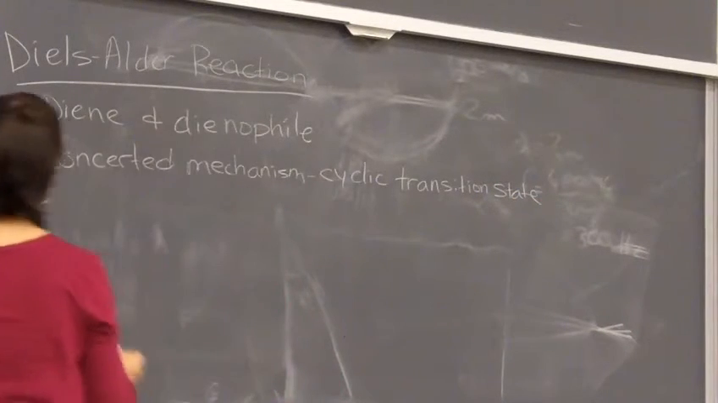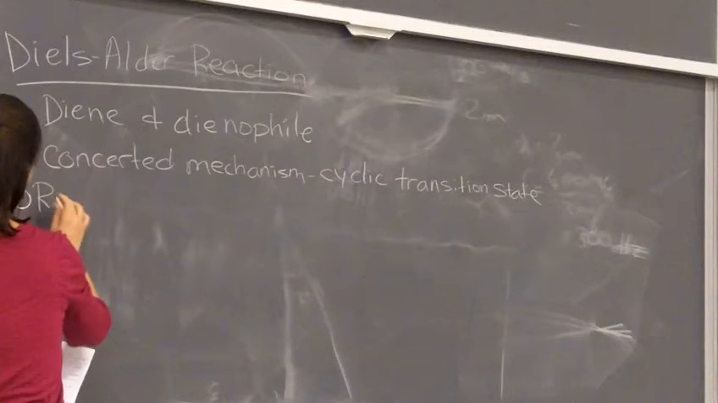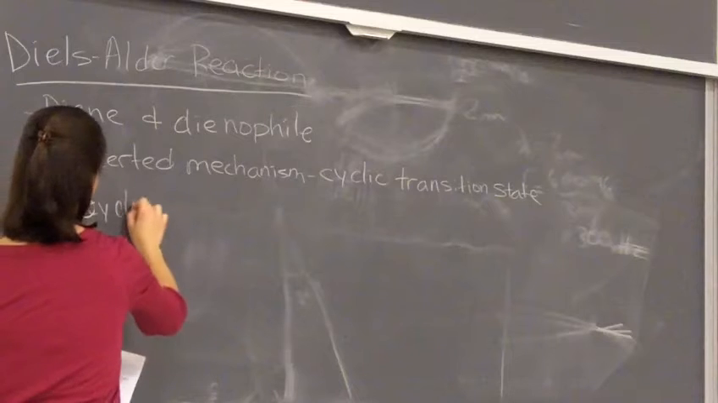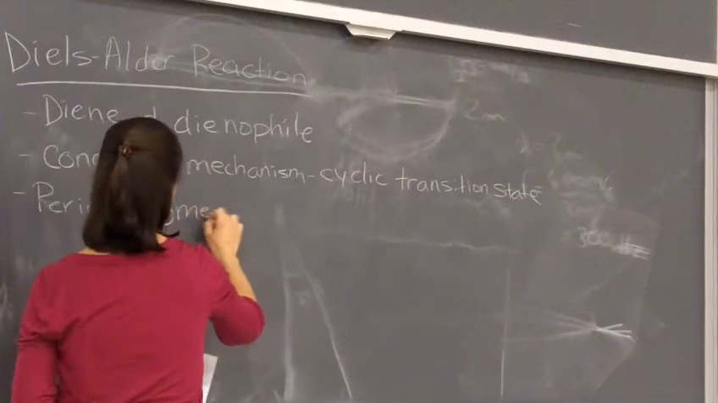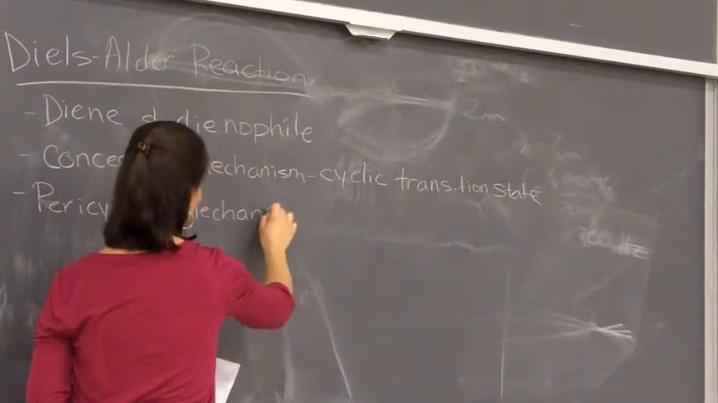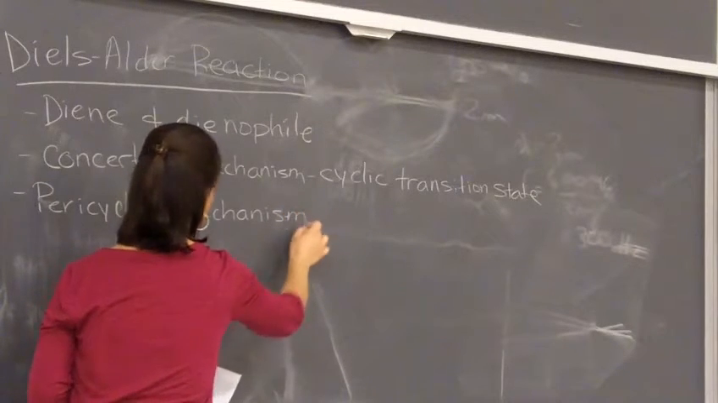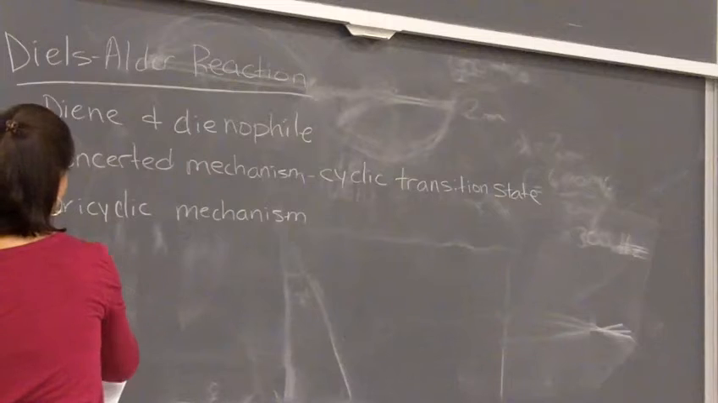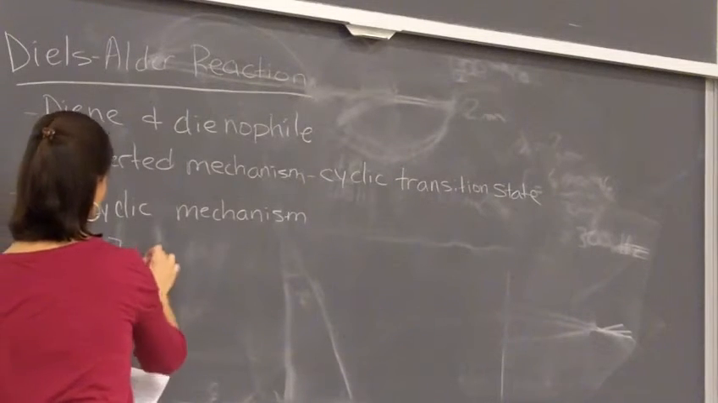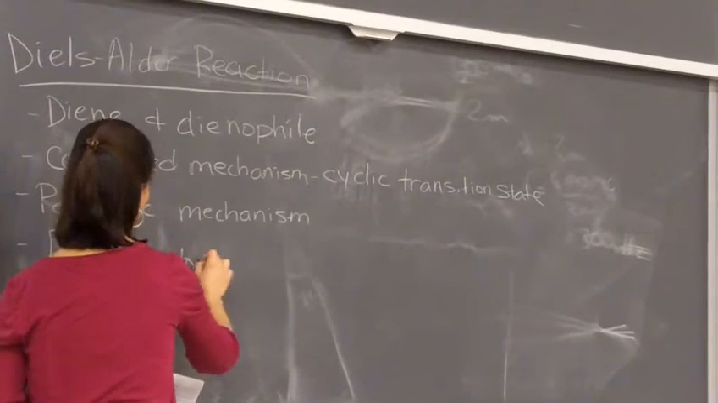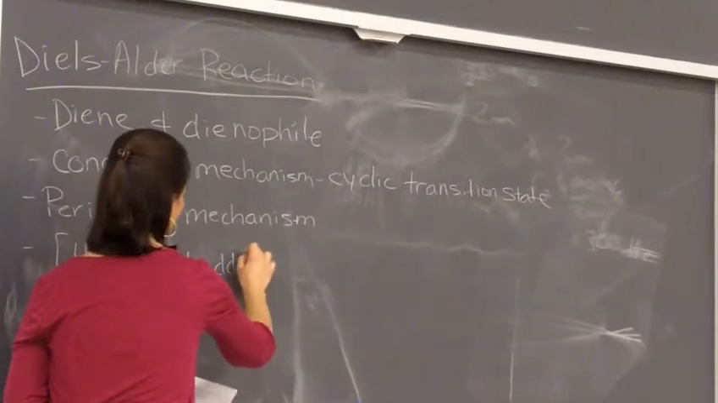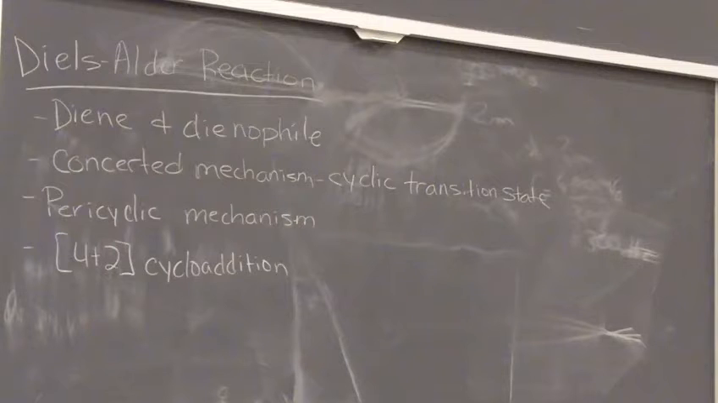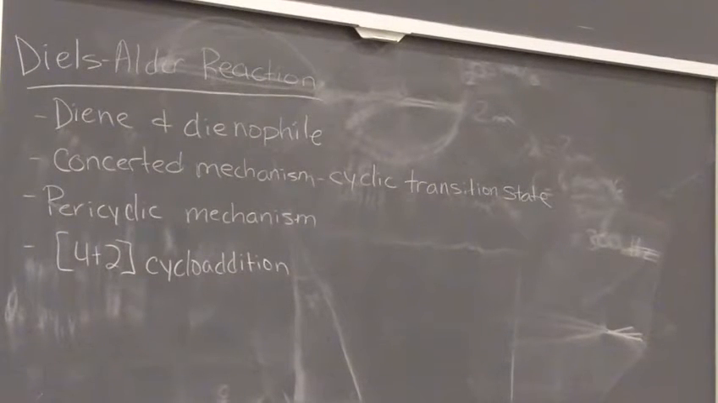You can call it a pericyclic mechanism as well. That involves a redistribution of electrons is basically what's happening with it. It's also called a 4+2 cycloaddition. So this is a really key reaction to organic chemistry that's used still quite often.